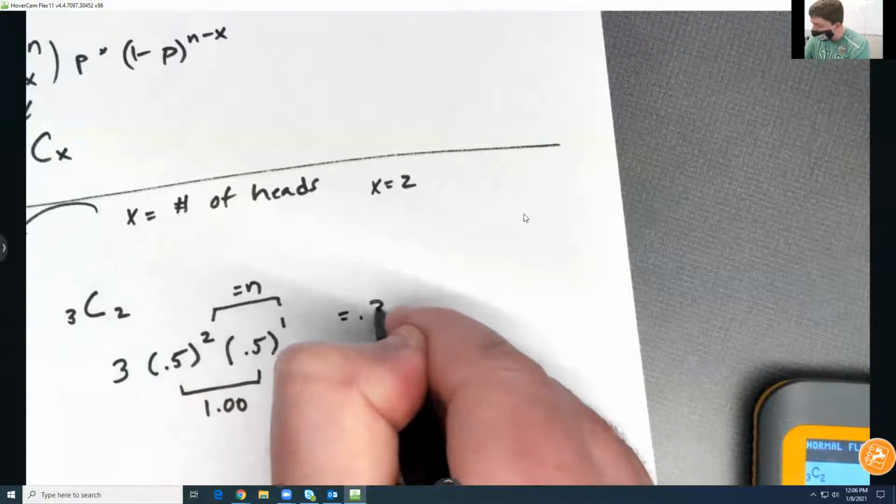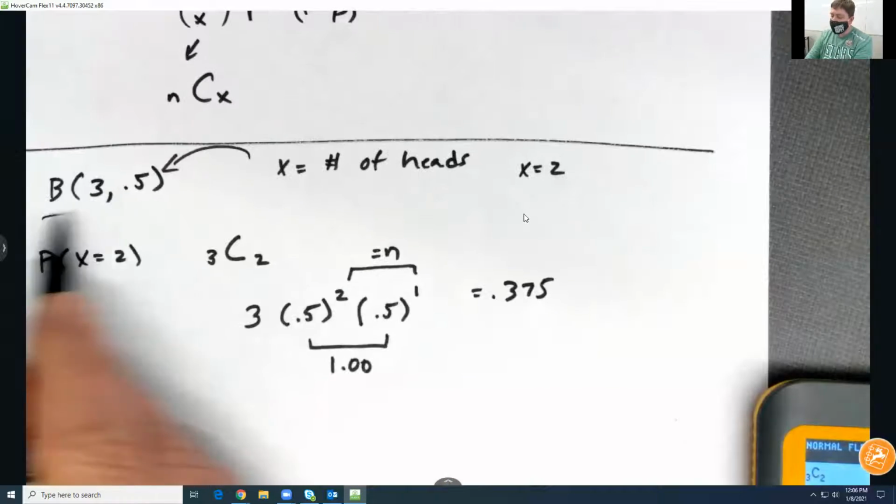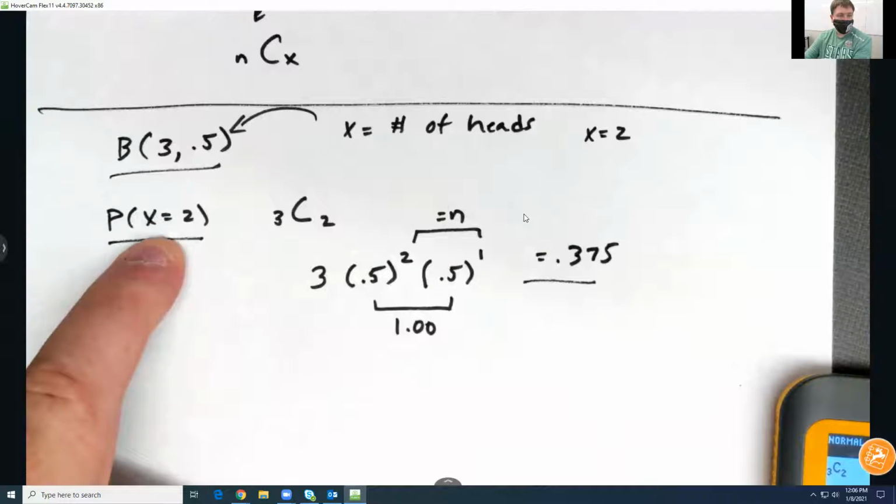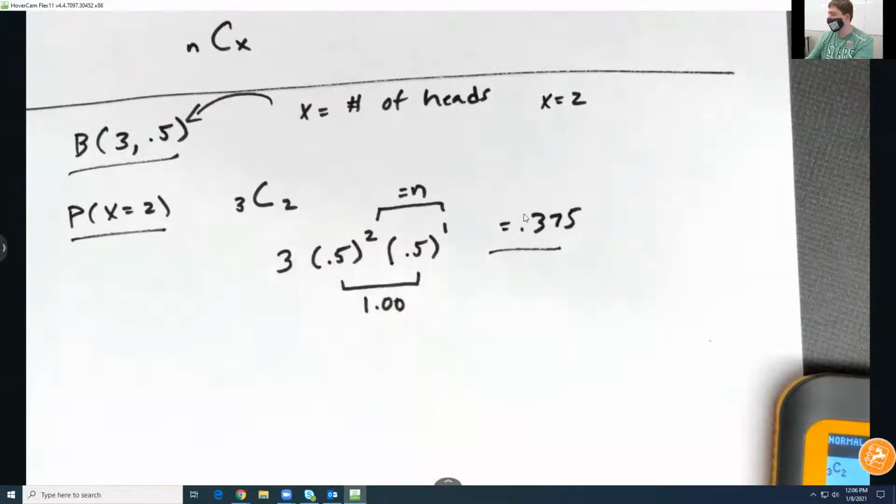All right. 0.375. Now, if you're doing one of these problems, these are the 3 things I need. Your distribution, your probability statement, your answer. This is optional.